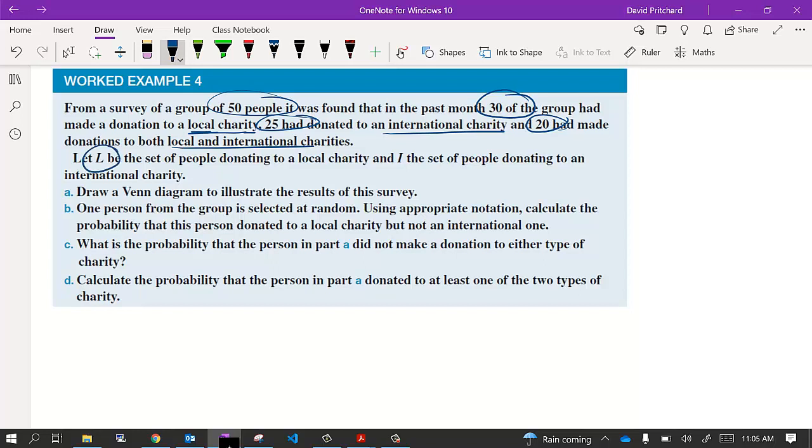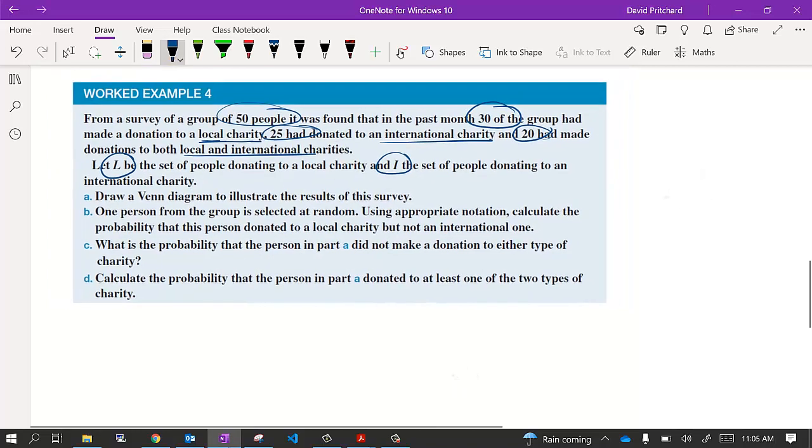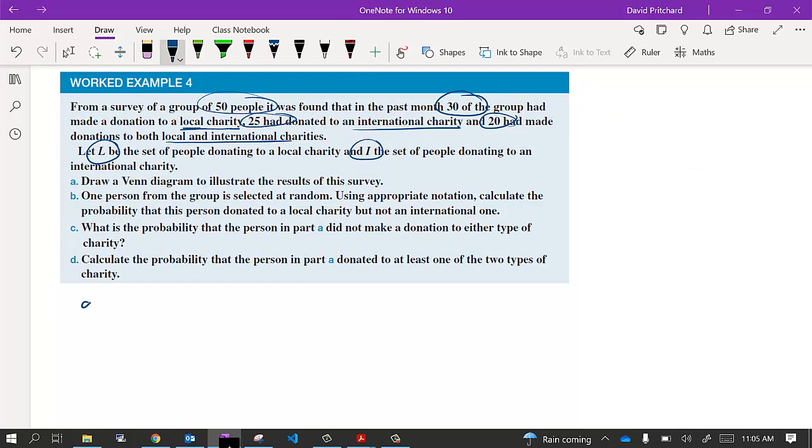So they're defining for us L and I, local and international, and we want to draw a Venn diagram. I'm going to draw a Venn diagram and a two-way table, just to introduce that. Okay, so we know that the number in the universal set is 50. We know that the number in L, the number of local donations, was 30. We know that the number of international donations was 25. And we know that the number both local and international is 20.